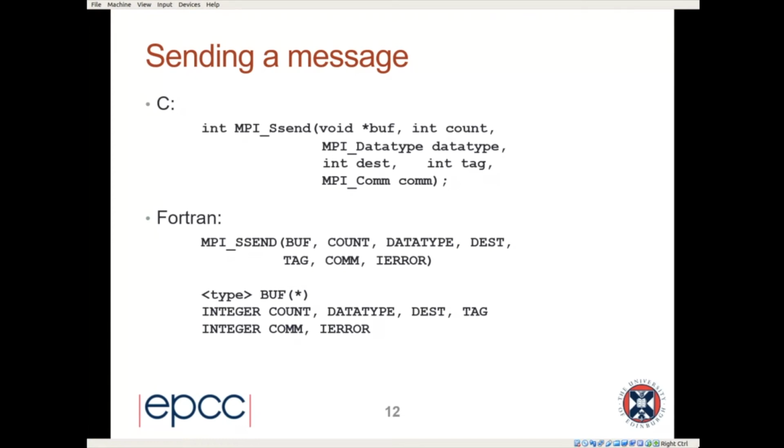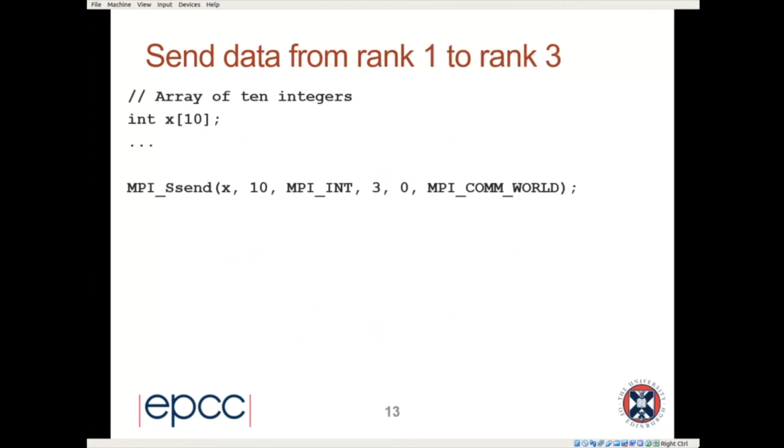But it's much easier to see examples. Okay, I want to send data from rank 1 to rank 3. So first of all, I declare my array, int x[10], so I have an array of 10 integers. I then do MPI_Send. I want to send x, which is 10 integers, to rank 3, which is the destination. I specify a tag, and I specify a communicator.